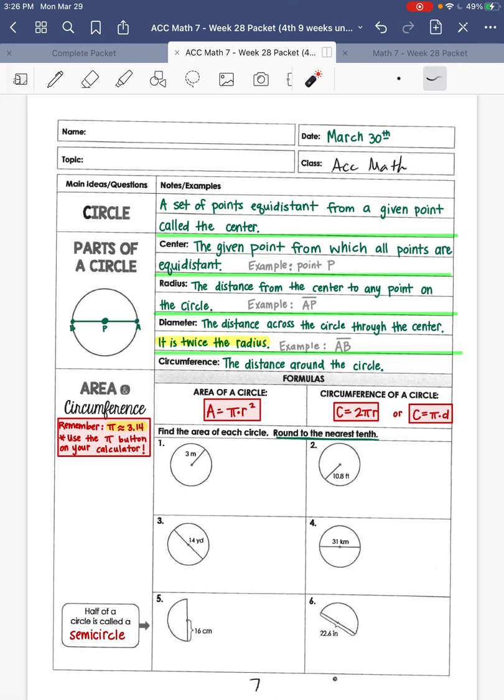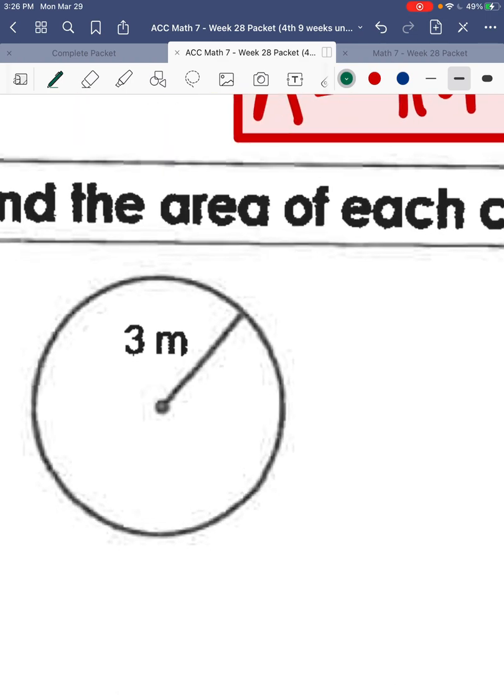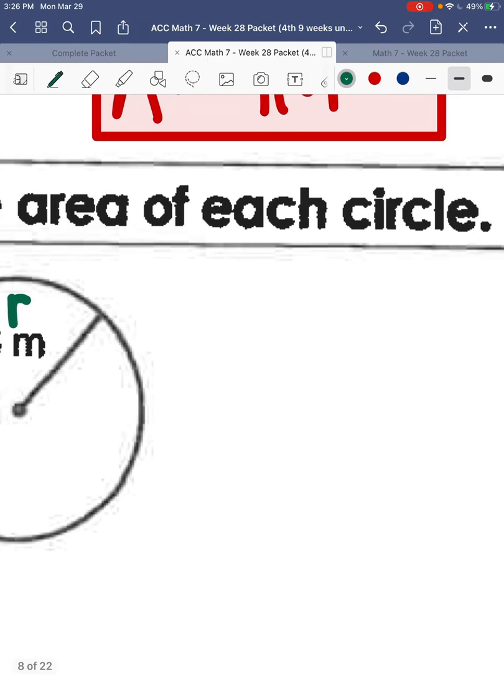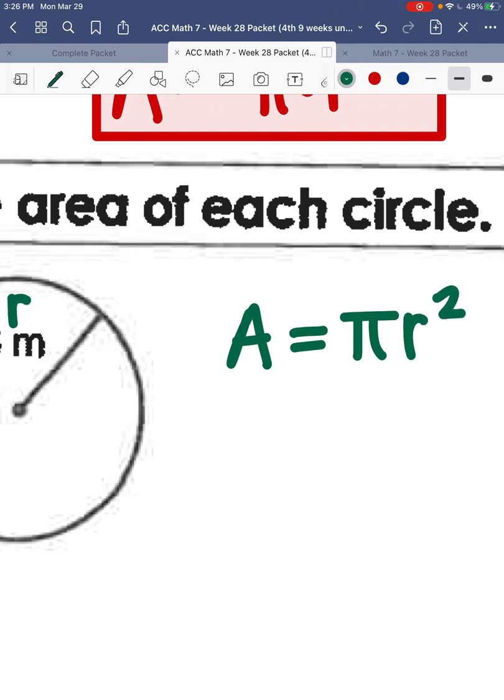So let's look at these examples. It says find the area of each circle, round to the nearest tenth. So we're rounding to 1 decimal place. So in number 1, we're given a radius of 3 meters. So I know that that's an R, it's a radius. It doesn't go all the way across the circle. Okay, so again, our formula for area is pi times the radius squared.